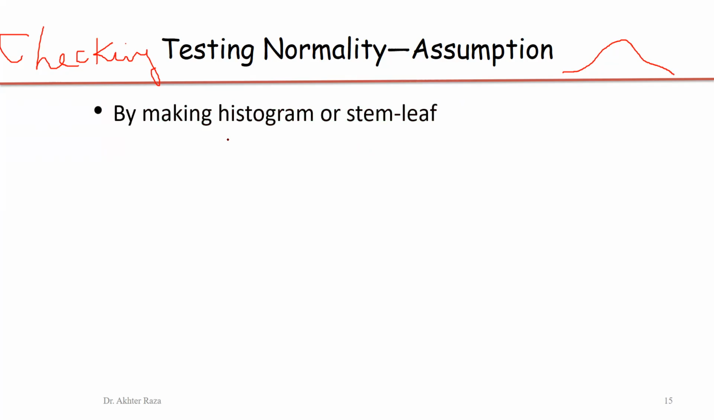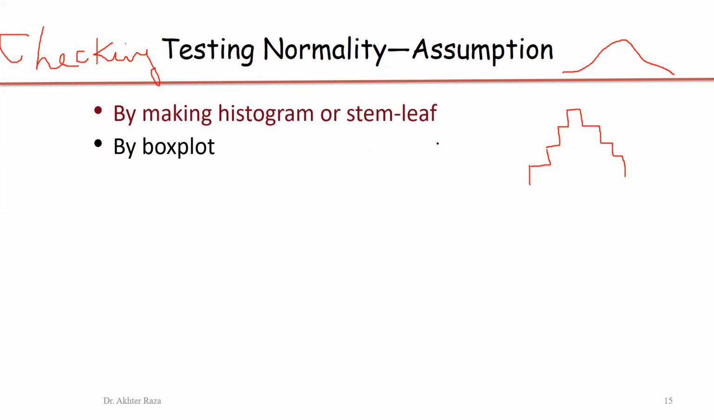Normality can be checked by making a histogram or stem and leaf, or a box plot. If the box is in center, then we can assume the data is normally distributed. If we have a histogram which is bell shaped, like height 1, height 2, height 3, height 4, and so on, then we can call the data normally distributed.